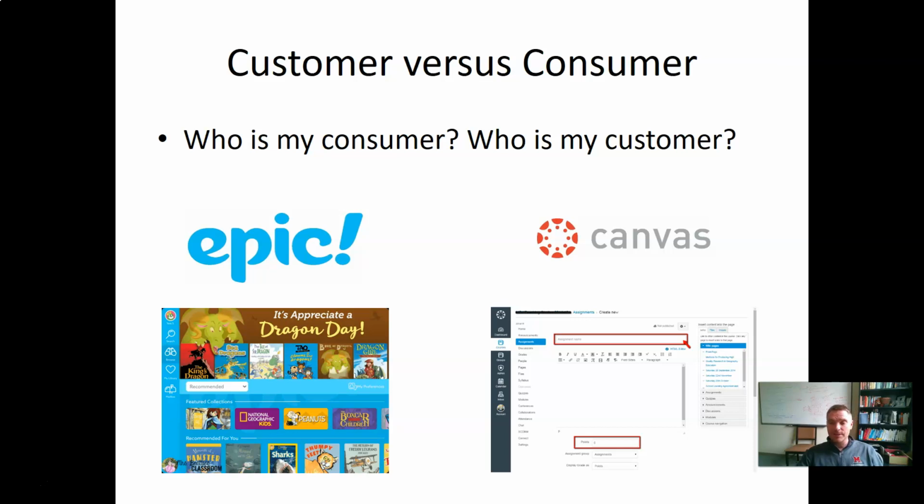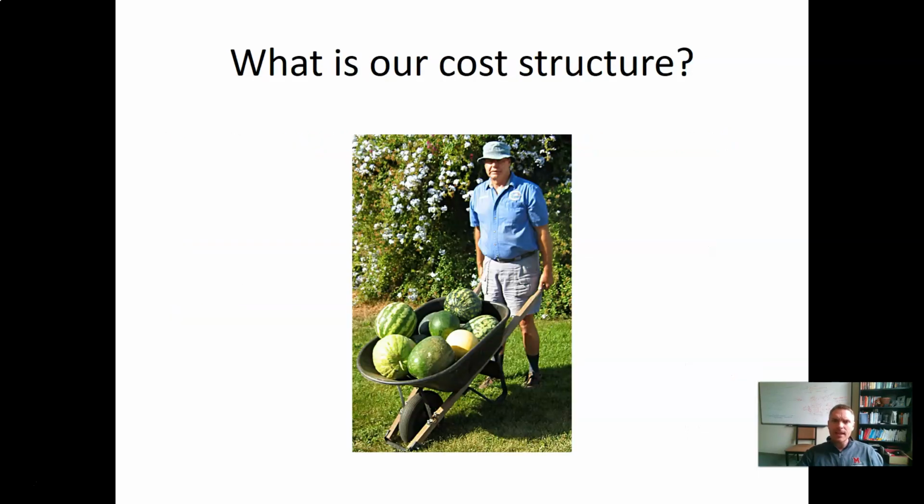Canvas is another example of this. You are a consumer of Canvas and I am a consumer of Canvas. However, the customer is actually the university. We don't get Canvas for free. Somebody has to pay for it. But you and I, the users, or the consumers, are not the same as the customers because we're not making the purchasing decision directly. So one thing you have to understand as you're designing a revenue model is who's my consumer and who's my customer.